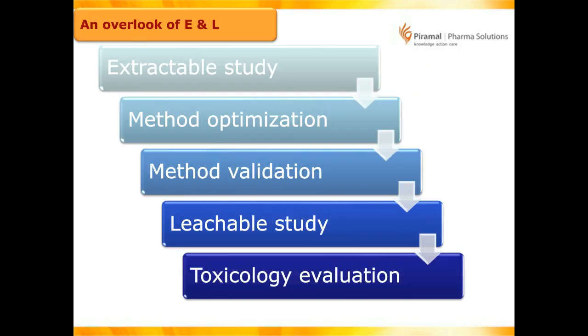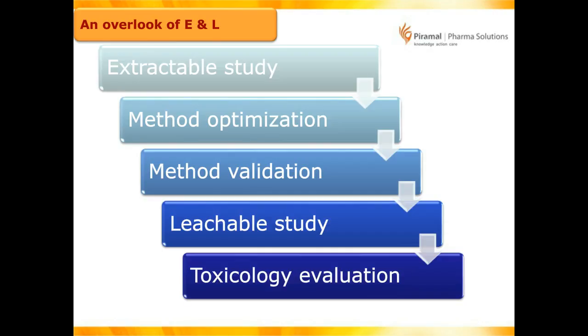This is just a typical example of how the extractable leachable study should be carried out. First, you need to do the extractable study. After doing the extraction study on the packaging component, you should optimize the method. After optimizing your method, one needs to go for validation, followed by the leachable study. Once you validate your method, only then can you go for the leachable study. And in the leachable study, if any component is crossing the AET level, you need to go for toxicological evaluation. So this is how the extractable and leachable study works out.